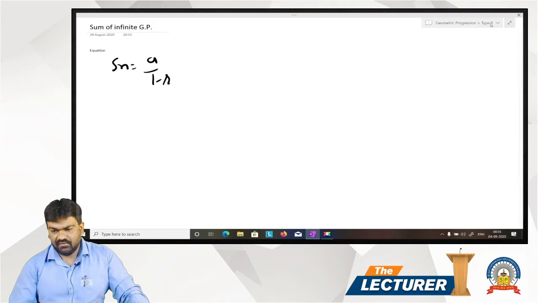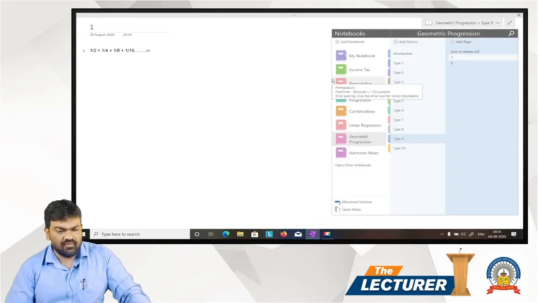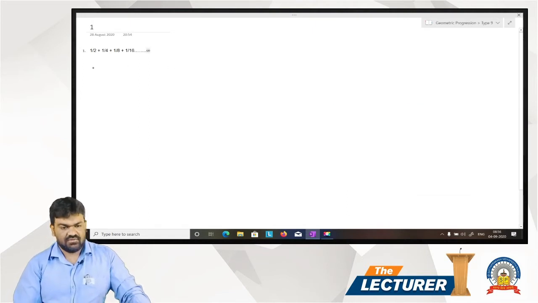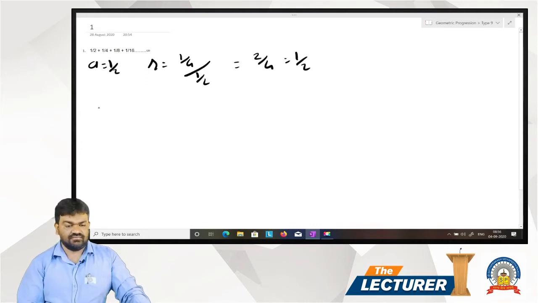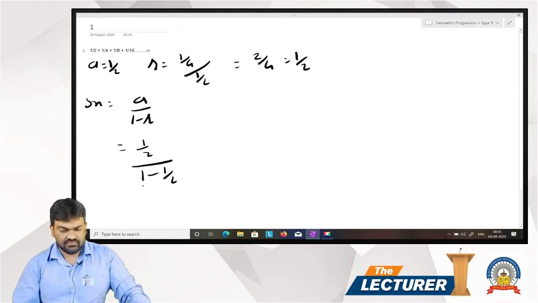Okay, first example: 1 by 2, 1 by 4, 1 by 8, 1 by 16 up to infinite. Here a is equal to 1 by 2, r is equal to 1 by 4 divided by 1 by 2, that is 2 by 4, that is 1 by 2. Sn is equal to a divided by 1 minus r. What is a? 1 by 2. What? 1 minus 1 by 2.